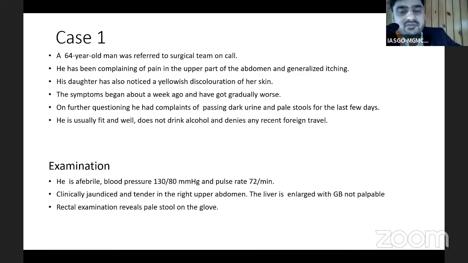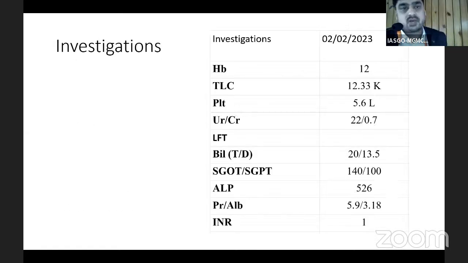On examination, he is afebrile, vitally stable. He is clinically jaundiced with some tenderness in the right upper abdomen. Liver is enlarged, but gallbladder is not palpable. The rectal examination reveals pale stool. So I'll just give you the preliminary basic blood investigations. He had a TLC of 12,000 with total bilirubin of 20, enzymes of 140 and 100, with alkaline phosphatase of 526 and INR of 1.